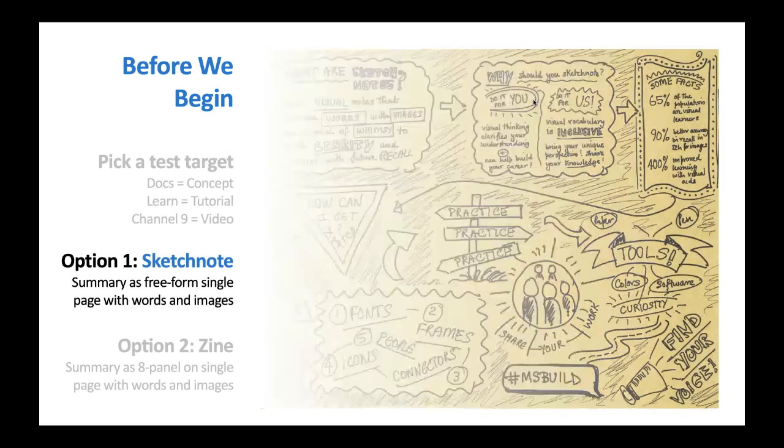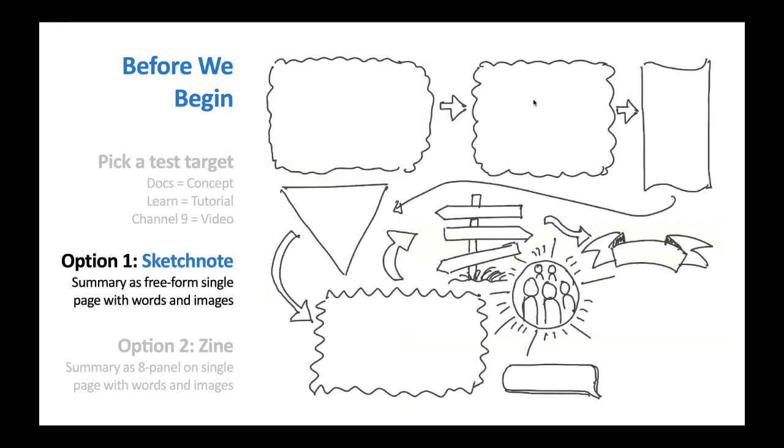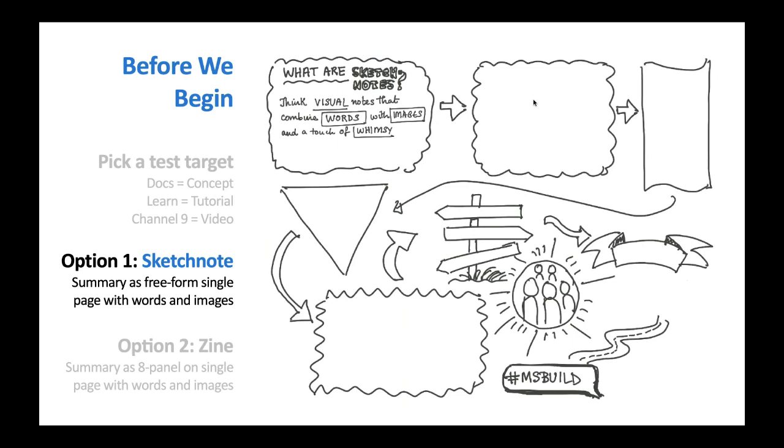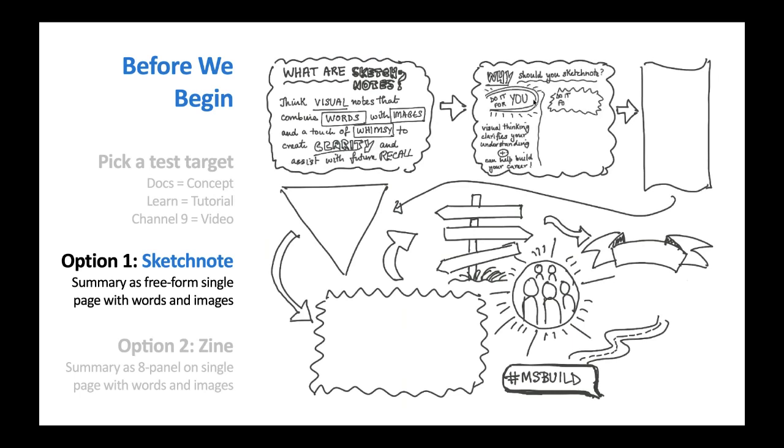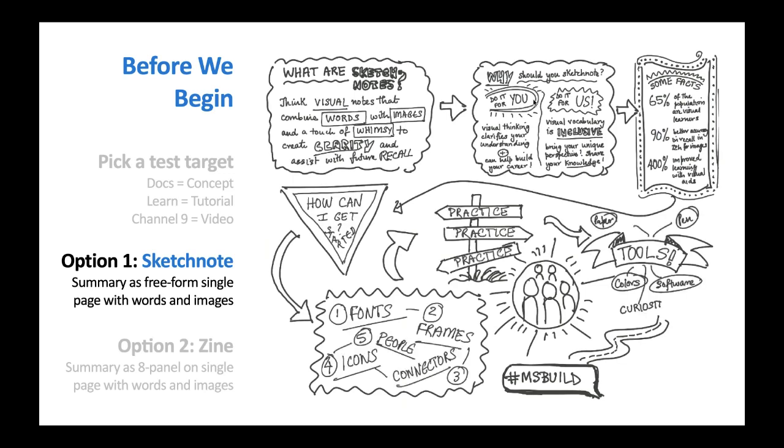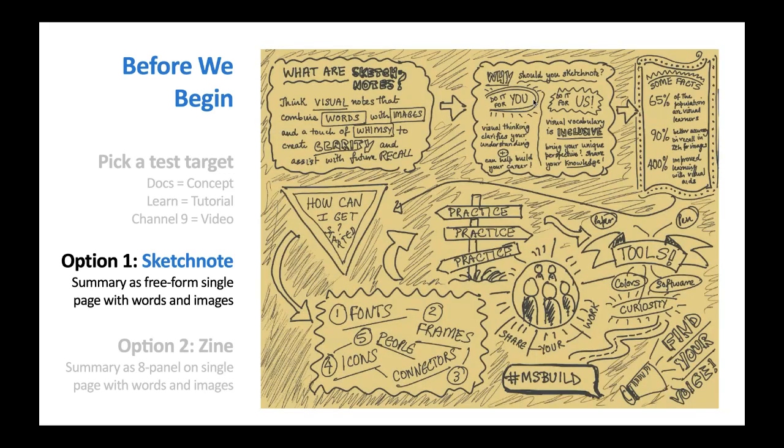Before we begin going into the details of the tools and tips you'll need, let's talk about what the two options are. The first option for visual note-taking is the standard sketchnote. In a sketchnote, you've got a free-form single page where you're capturing all the information visually, right? Words and images, one page, free form. You figure out how you want to distribute it. This is great when you want to capture stuff for yourself or maybe even share it online as an image.